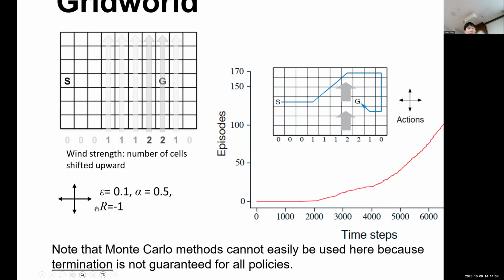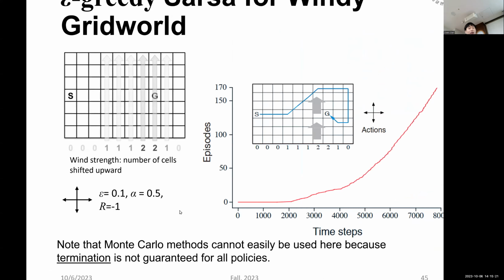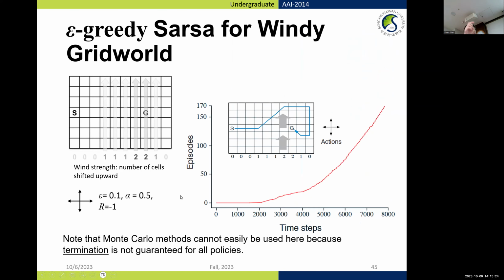So we have epsilon equals 0.1, alpha equals 0.5. Epsilon is for the epsilon greedy policy: the percentage of the time we choose non-greedy actions. Alpha equals 0.5 is the step size. The reward is -1, so each time you move one step, you get -1. The purpose is to find the optimal path from the starting point to reach this goal. So we can run this epsilon greedy SARSA algorithm.